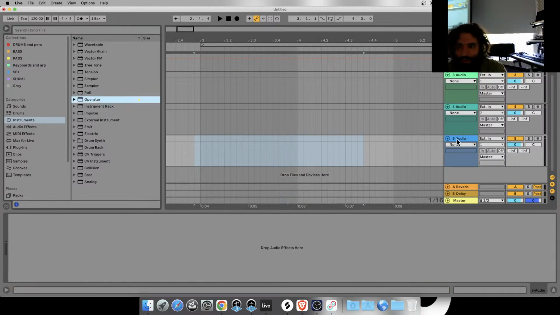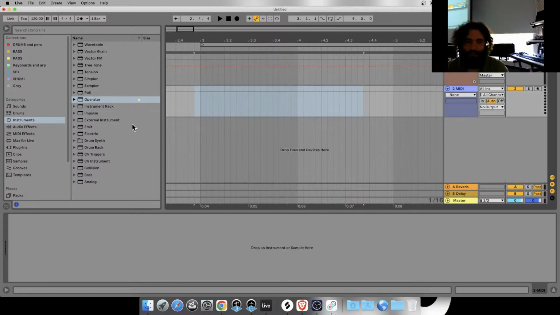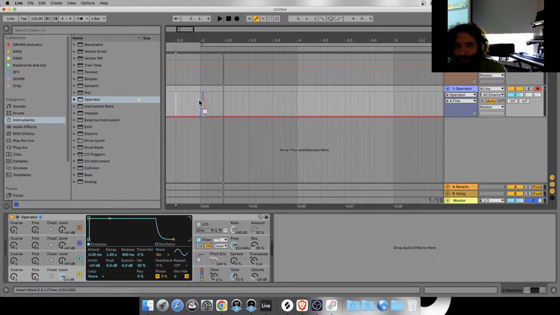Operator. No, that's an audio. Sorry, guys. Let me just get rid of this. Load the operator again. Okay, and grab this thing. And fine. So let me just do this. I'm gonna make an automation move here, which is gonna be like this. Okay, and then I'm gonna grab this thing. All I'm doing is changing the frequency of the synth temporarily for a little second. And now I'm gonna grab this thing.